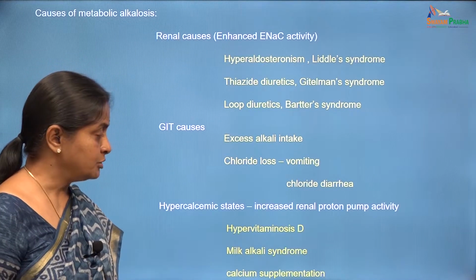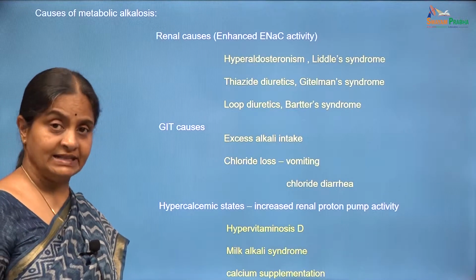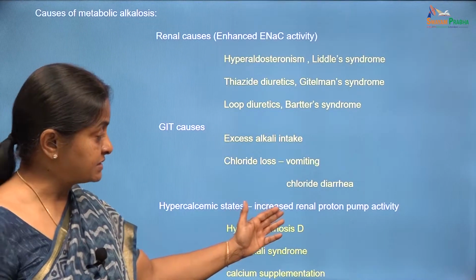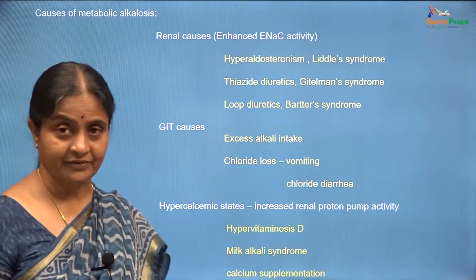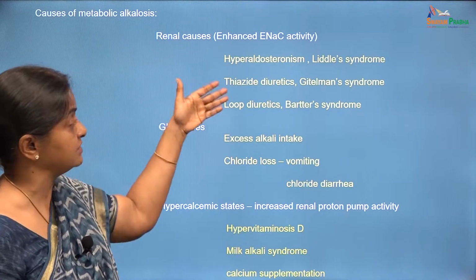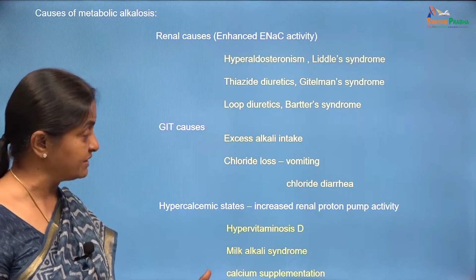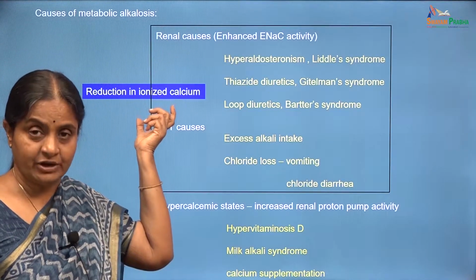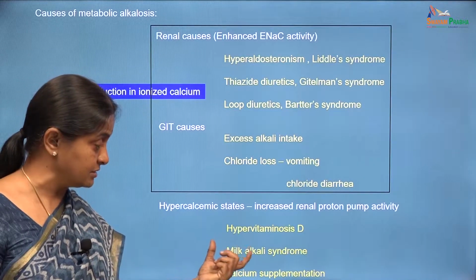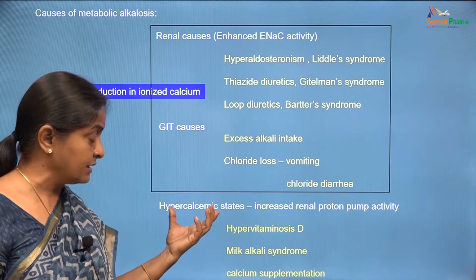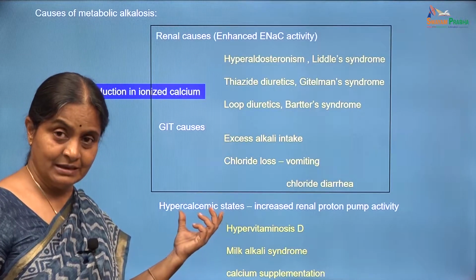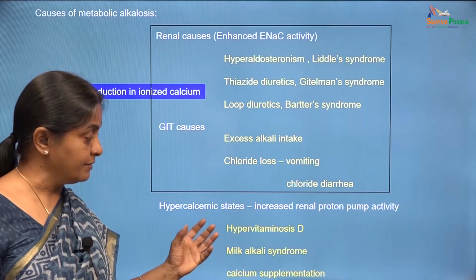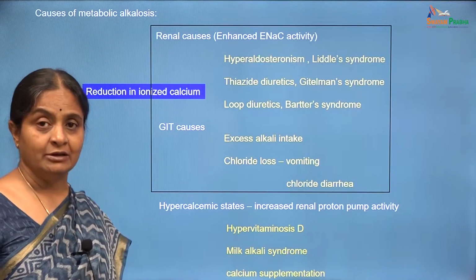Now let us move on to some hypercalcemic states which can actually increase renal proton pump activity. So you could potentially list it under the renal causes, but I've chosen to give them separately because in all these other conditions there will be a reduction in free calcium or ionized calcium, and this is the only set of conditions where calcium levels can be higher. Total calcium as well as ionized calcium can be higher, but then there is metabolic alkalosis as well.